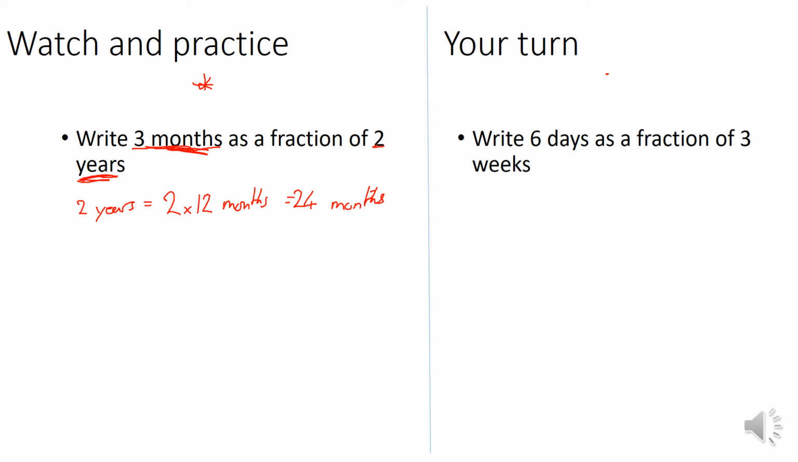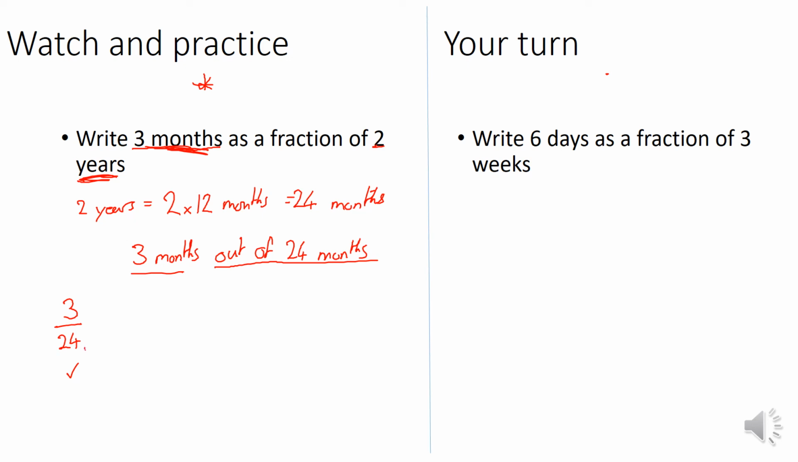So instead of having 3 out of 2, what we actually have is 3 out of 24, because it's 3 months out of 24 months. So it's out of 24, so the bottom of our fraction is going to be 24, and it's 3 out of 24, so the top of the fraction is going to be 3. If you got to this point, you'd probably have got 2 out of the 3 marks, so you're well on the way there.